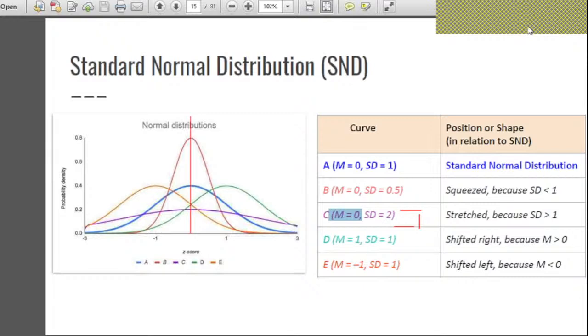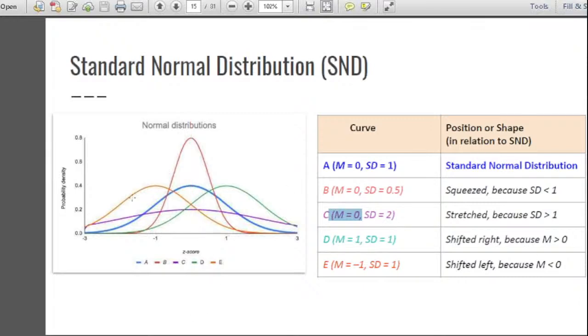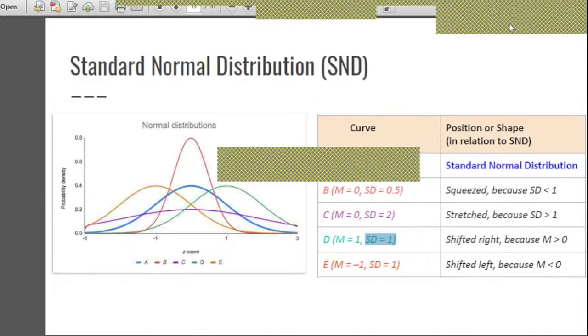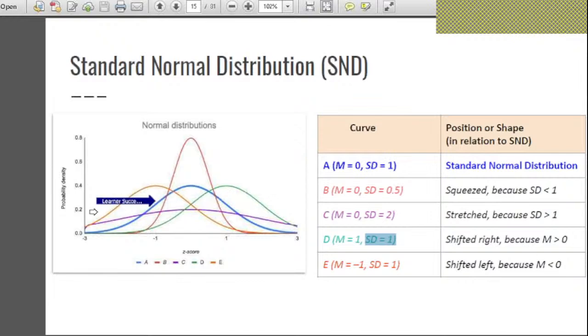Okay? And similarly, now in the case of orange and green, the standard deviation remains the same. Notice that orange, blue and green, their shapes are exactly the same, only the placement is different. Are you getting this point? This is green, this is blue, and this is orange.